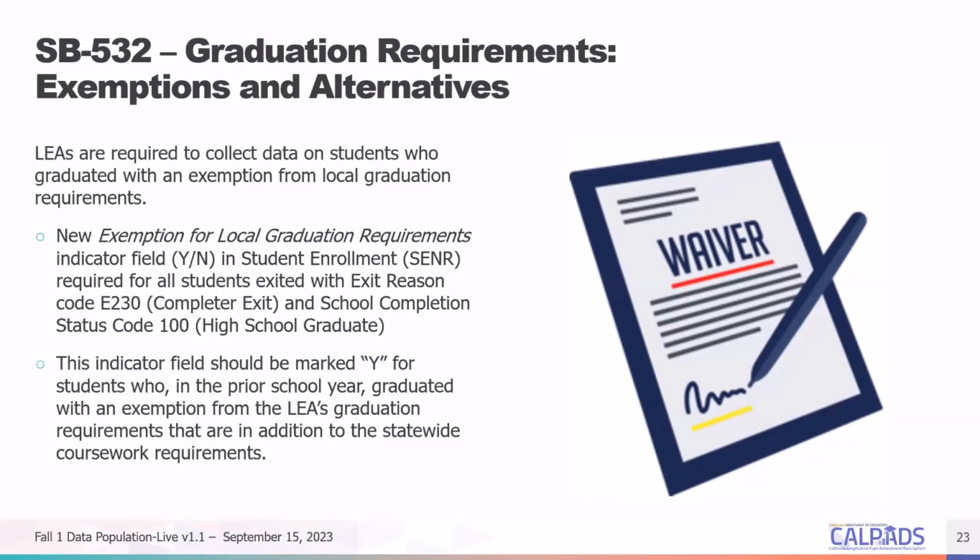This field must be populated in the SENR record for all students with an exit code of E230, complete or exit, and a school completion status code of 100, graduated standard high school diploma.